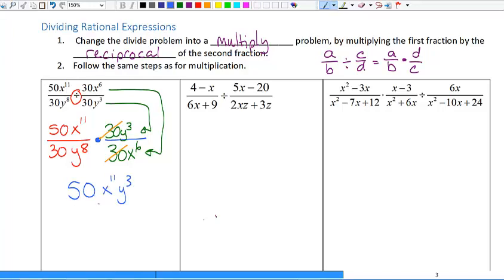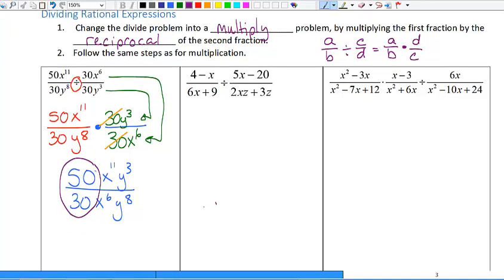50x11y cubed on the top, and then 30x to the 6y to the 8th on bottom, and combine the two numerators and combine the two denominators by multiplying, and then reducing. Some students find that a little bit more clear. You don't necessarily have to. My numbers, 50 divided by 30, that reduces to 5/3.